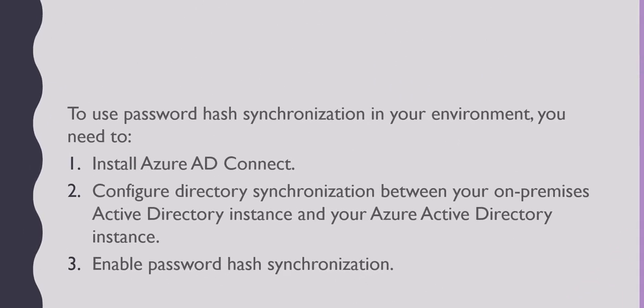To use password hash synchronization in the environment, we need to install Azure AD Connect on one of the member servers that is joined to the on-prem AD. Configure directory synchronization between the on-prem Active Directory instance and the Azure Active Directory instance. And then we can enable the password hash synchronization.